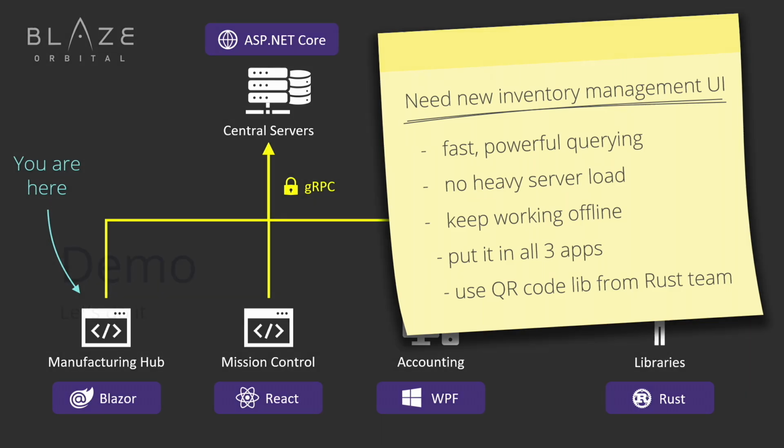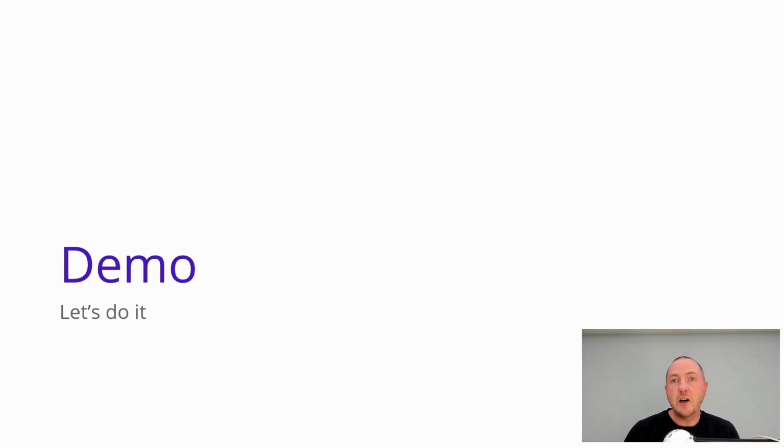Okay, right. So that's kind of a complex set of requirements, but maybe there are some new features in Blazor WebAssembly on .NET 6 that will help us out. So let's try it, shall we?